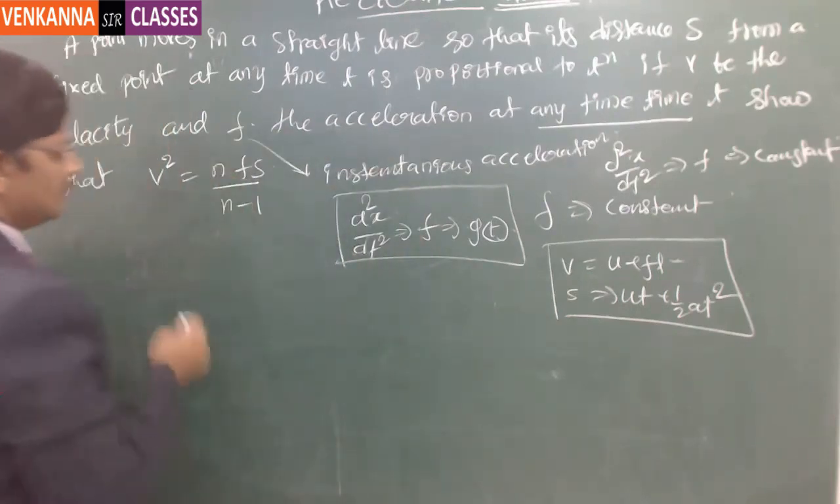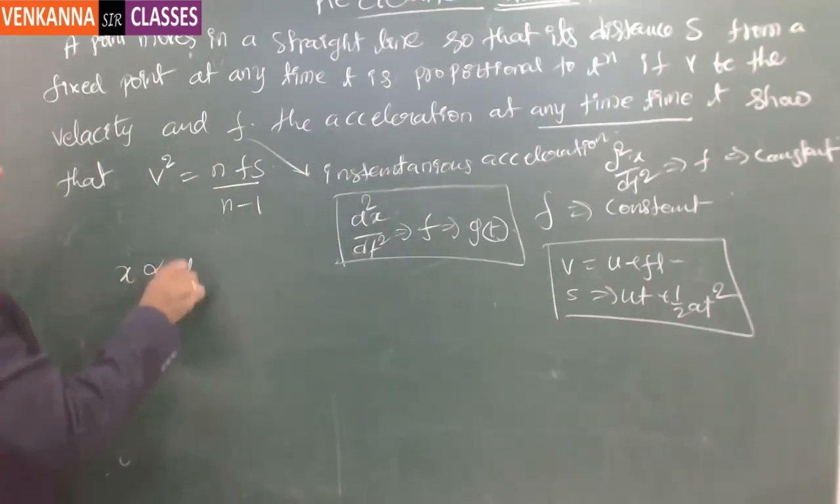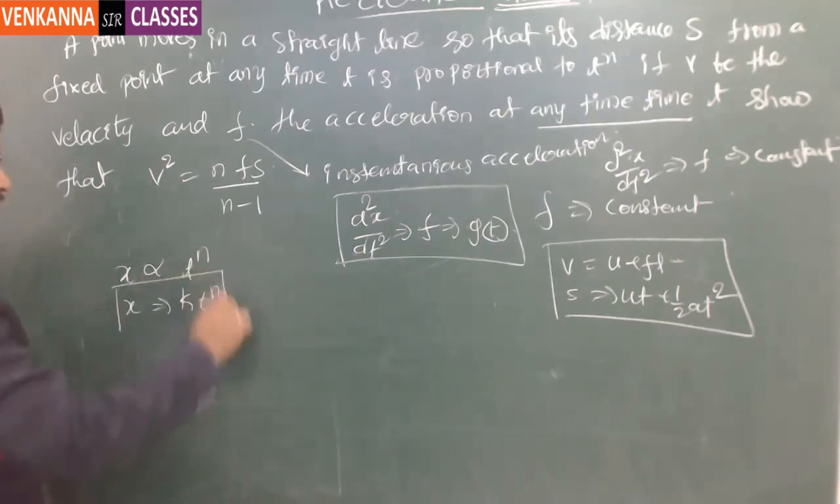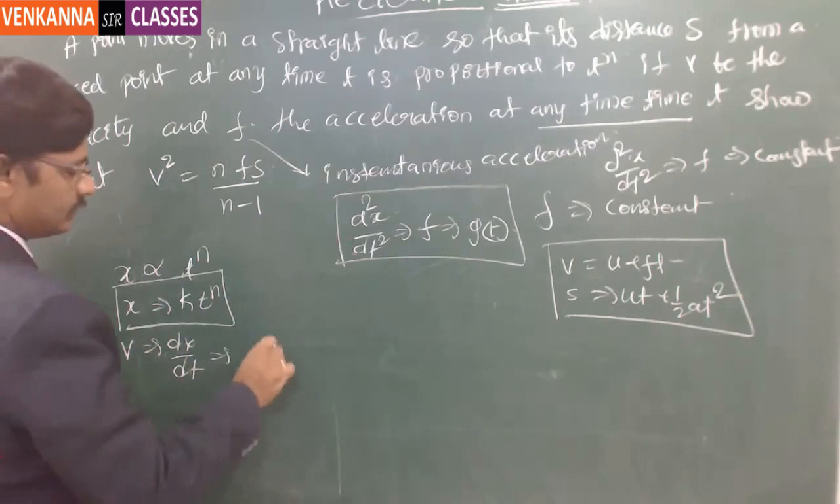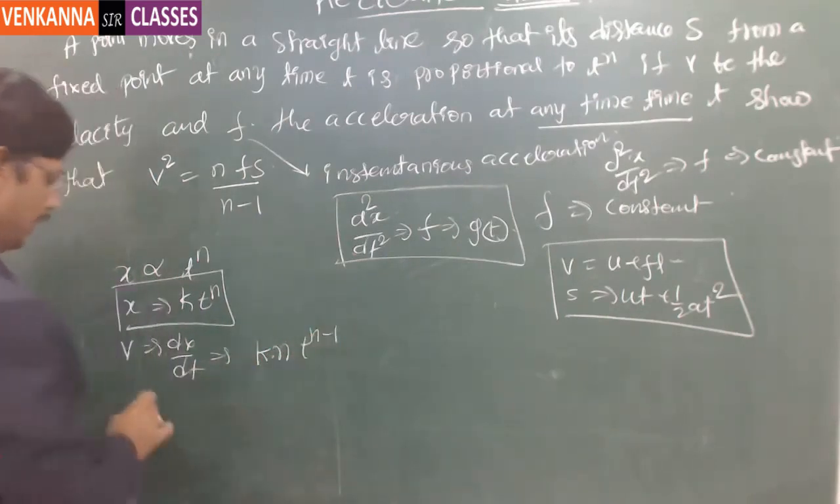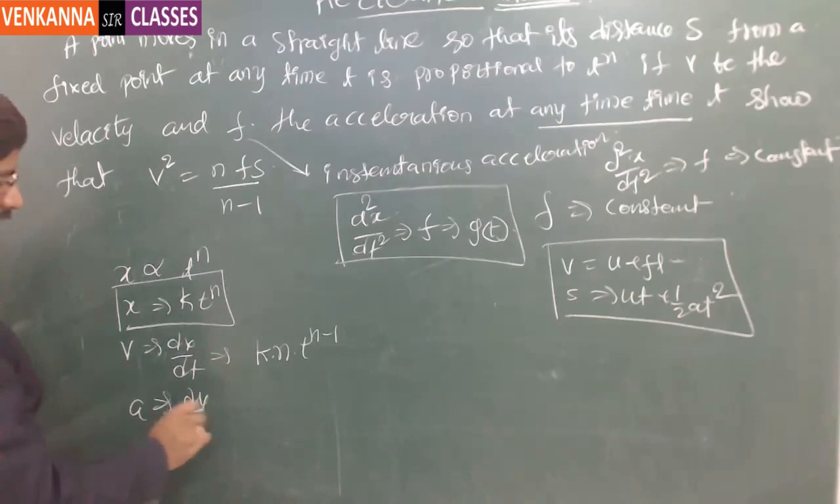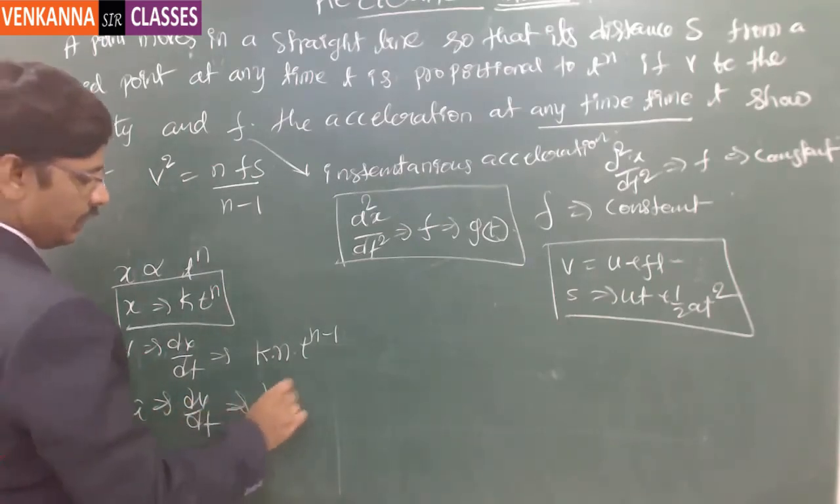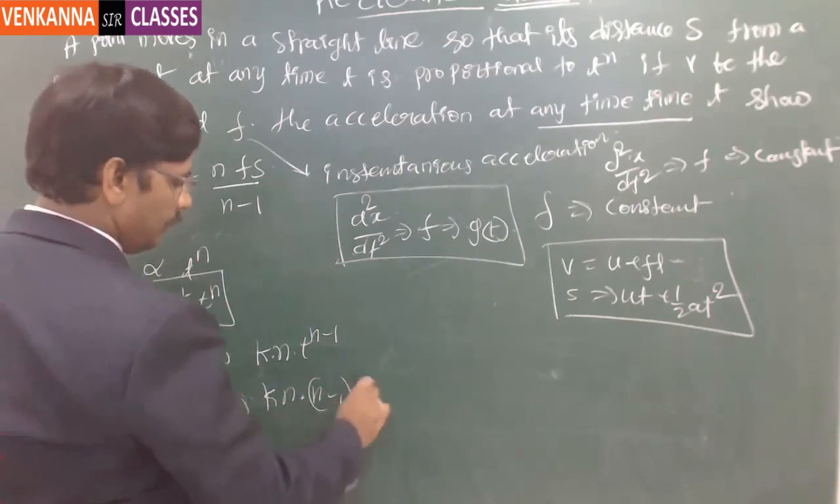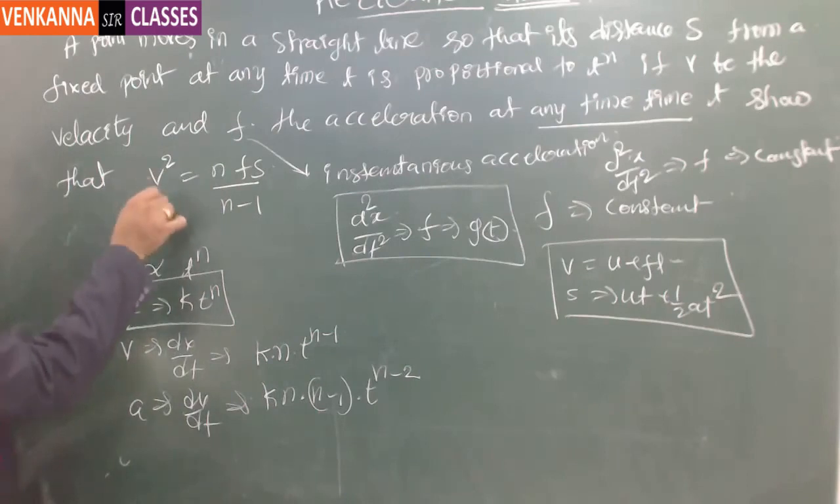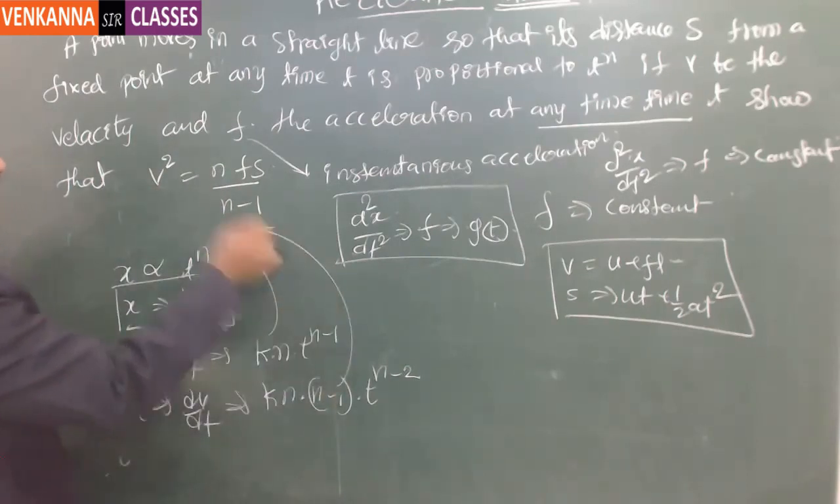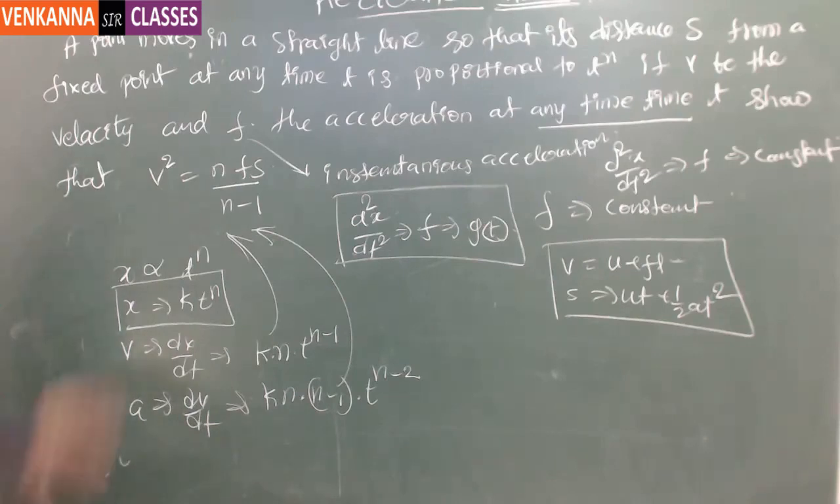So what he said was x is proportional to t power n, or x can be treated as some k times t power n. Then the velocity is dx by dt, which is k times n into t power n minus 1, and acceleration is dv by dt, which is kn into n minus 1 into t power n minus 2. This is the acceleration. Now you can substitute these values here and arrive at this relation. Find the v square value and you will end up with the right side value.